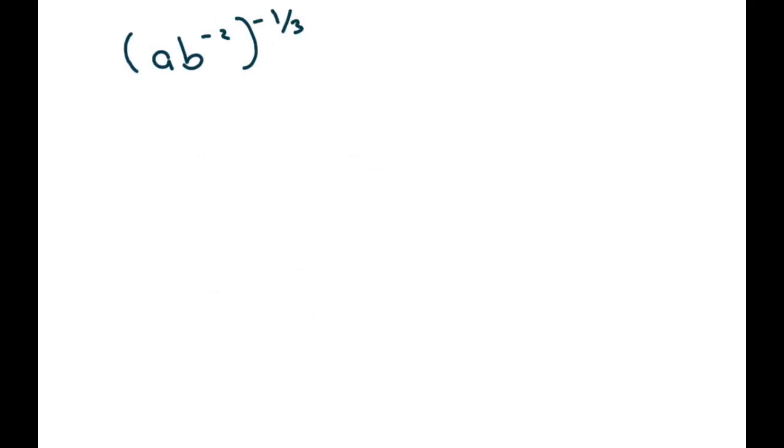Next one is this one. So this one has the negative exponents. So I think what I'm going to do first is go ahead and write this as a to the negative 1/3 and b to the 2/3. So all I did was multiply, use the product property of exponents. Now what this is actually is b to the 2/3 over a to the 1/3.